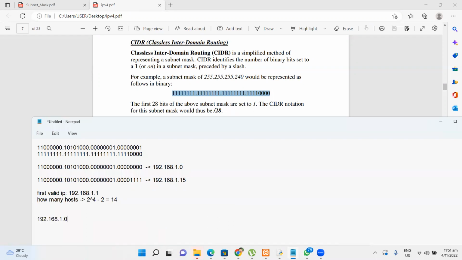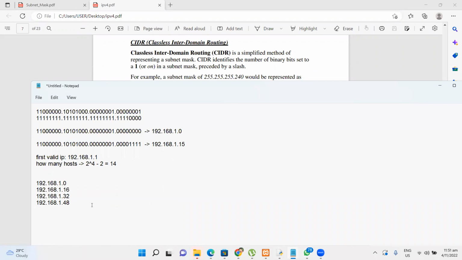So how many valid subnets are there? Zero is a valid subnet. Then you change this to one, and that will become 16. That is a valid subnet. Then you change this to 1, 0, that is 32, also a valid one. Then 1, 1, which is 48. So likewise, 16 by 16, these are the valid subnets. Add them up, the last will be 240, right? Yes, 240. You keep adding 16 to 48.